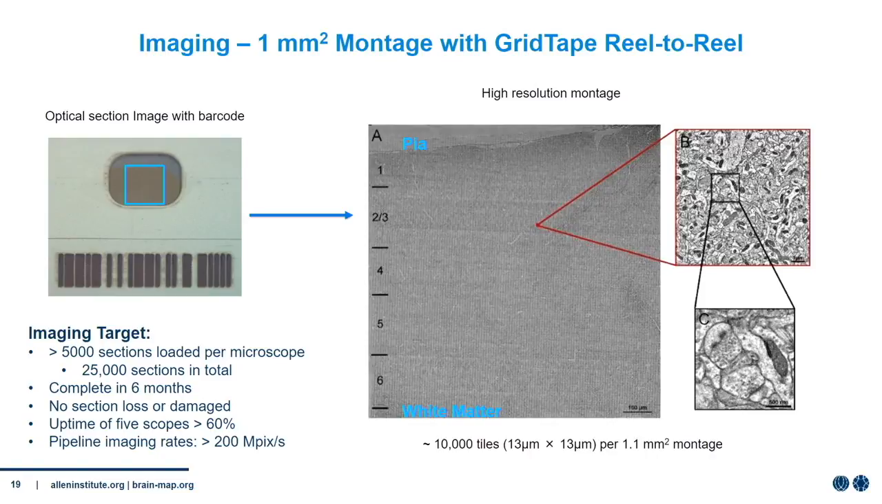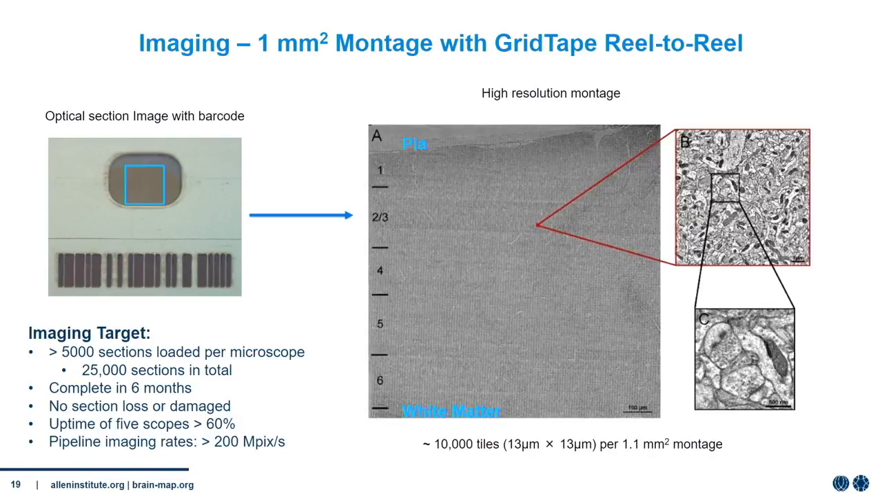To achieve that, we also want to ensure no section loss or damage. As you can see here, this is an example of an optical image with a tissue section on it. And each tissue section has a unique barcode, just like an ID, so we can randomly access these tissue sections later for any re-imaging purposes. And to complete the project, we also need uptime of all 5 scopes to be more than 60% of the time, and to achieve a pipeline imaging rate of more than 200 megapixels per second.